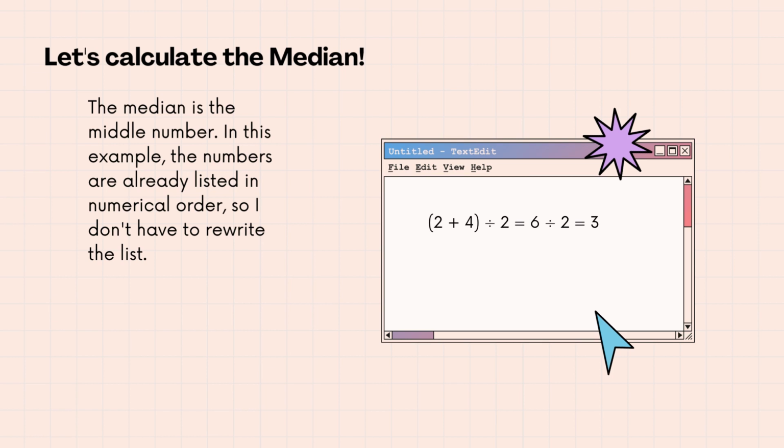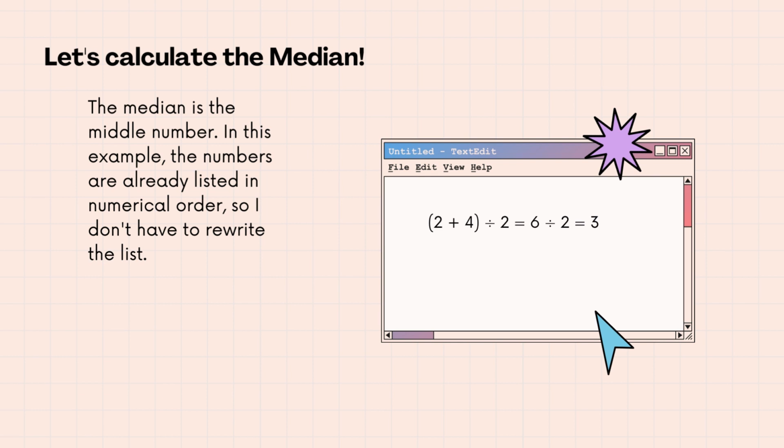So the median is the middle number. In this example, the numbers are already listed in numerical order, so I don't have to rewrite the list. But there is no middle number because there is an even number of values.